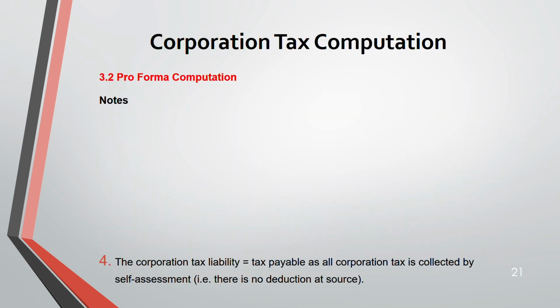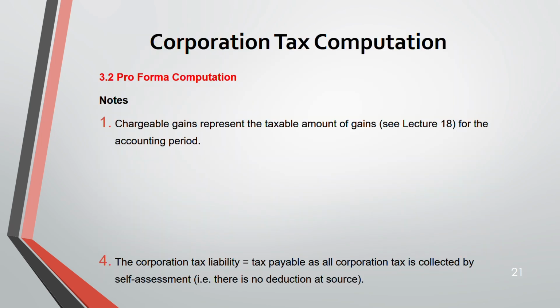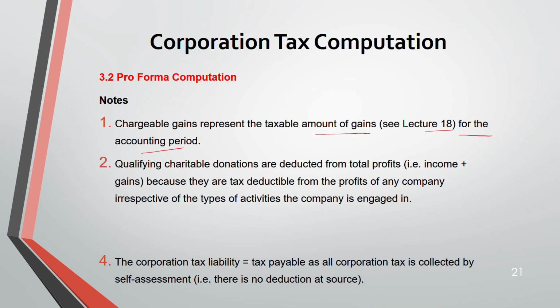Now, we'll go through the notes. First note was for chargeable gain. So this is your taxable amount of gains for the company's accounting period. We'll cover this in lecture 18. Now, second, QCD is deducted from total profit, income plus gain. Remember, total profit means add your income and gains and then deduct.